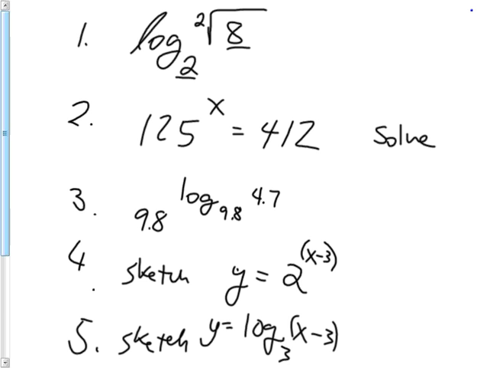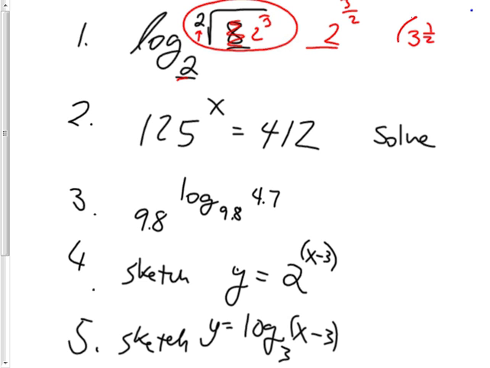Okay, here we go. Number 1. Number 1, you get this 8 changed to a 2 to the 3rd, and then hopefully you knew that that means this whole top part here becomes 2 to the 3, and the roots go on the bottom. It's my best advice. 2's on the bottom, 3's on top. And therefore, since those two are the same, the answer is 3/2, or 1 1/2.